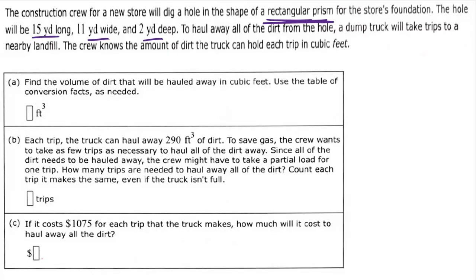And again, make sure that all units are the same. If one of them is not the same, then you have to convert that first to make sure all the units are the same. So when we do this, we get 15 times 11 times 2, which gives us 330 cubic yards.